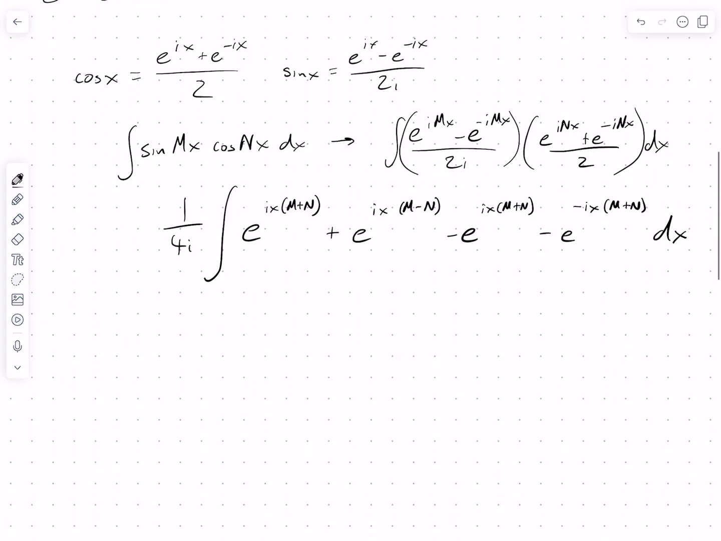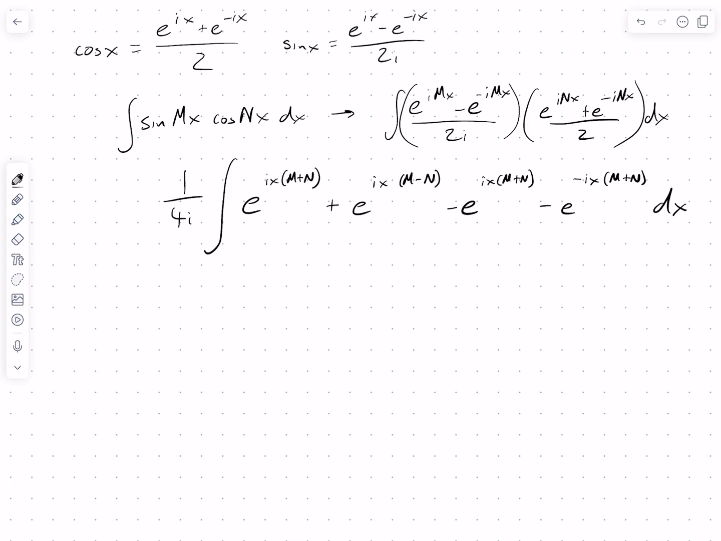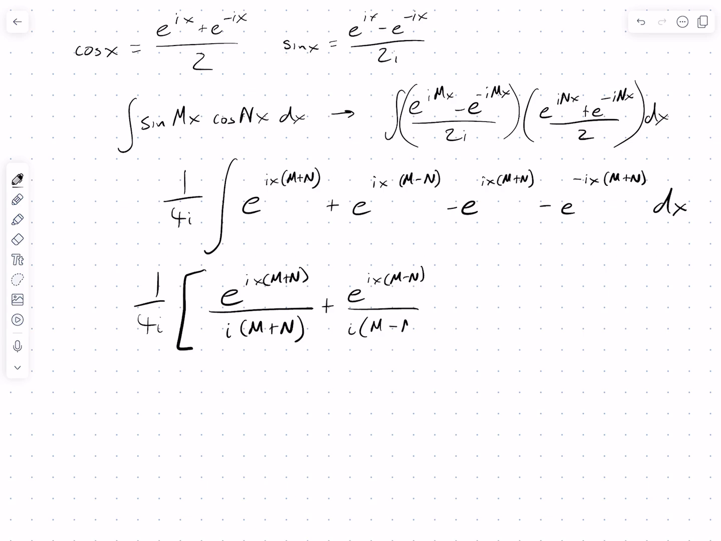All of that, and I still haven't integrated yet. So now if I integrate, let's just treat i like a constant, and the integral of e to the ux is 1 over u times e to the ux. So that means that we can just get e to the ix m plus n over i times m plus n. That's the first one. The second one is going to have e to the ix m minus n divided by i times the quantity m minus n.